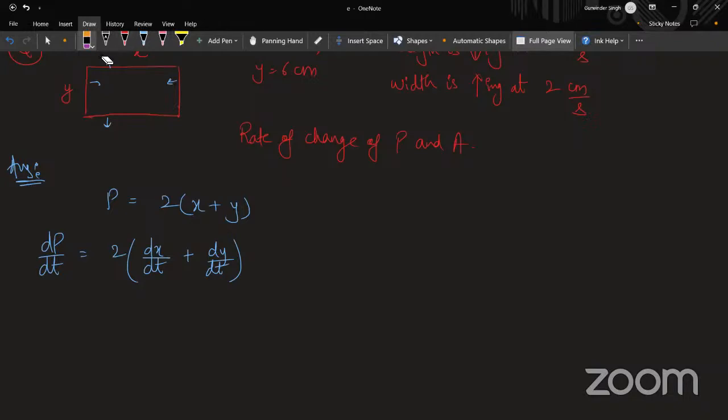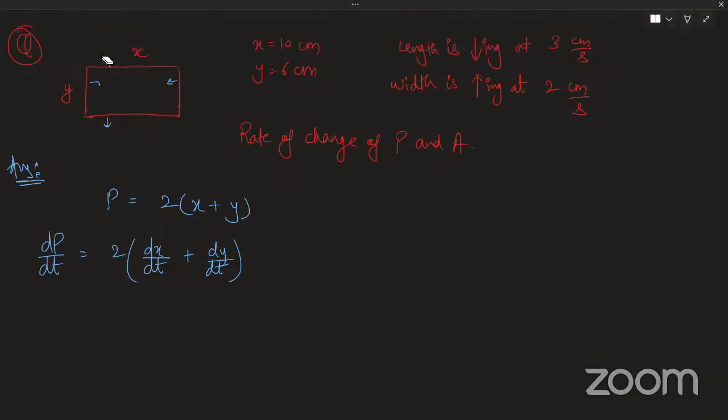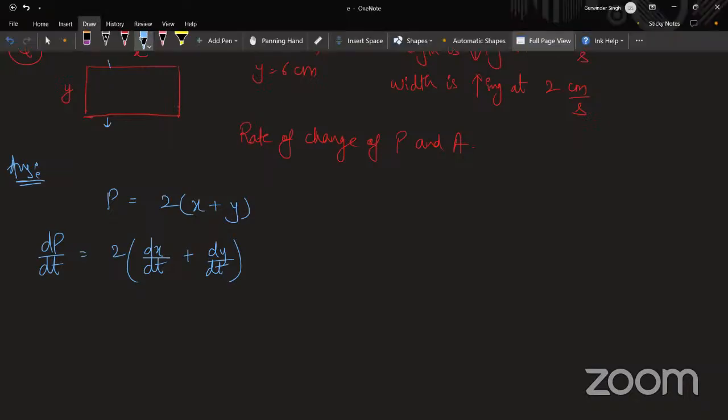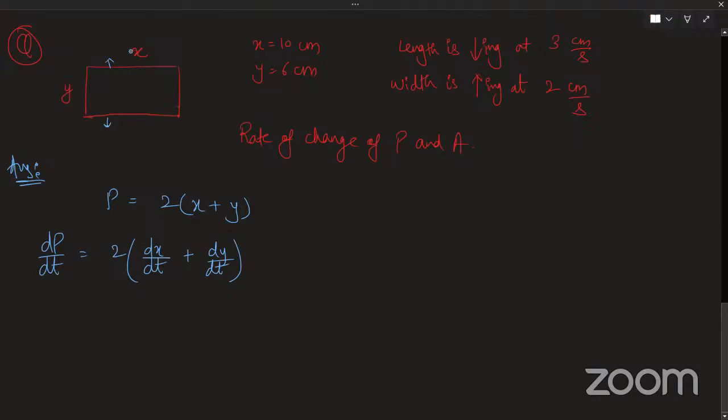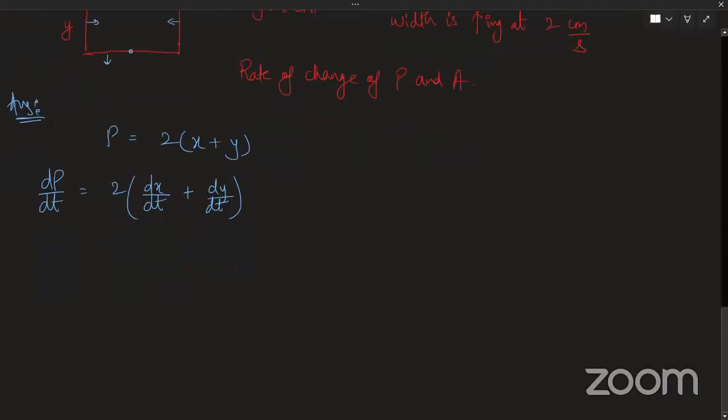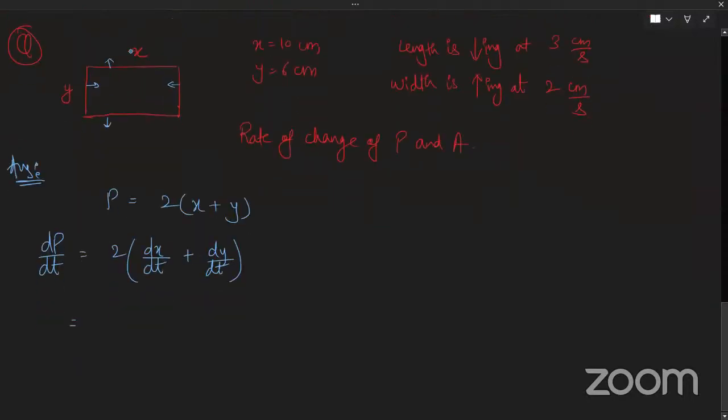Yes. Only if one dimension was changing. For example, I kept my x constant, okay? And I told you that my y is increasing. So I can directly say that, sir, x is constant and y is increasing, so my area will increase. But over here, two dimensions. So I will need to operate on two dimensions. Let us see. So 2 into dx by dt plus dy by dt is how much?